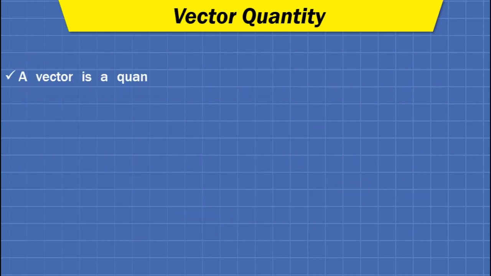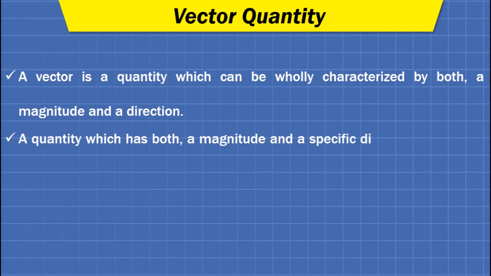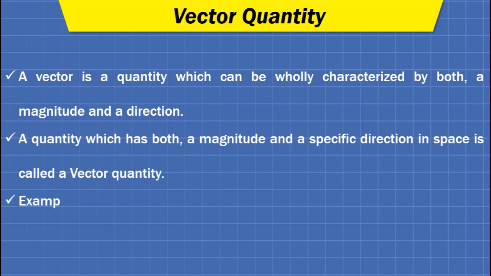Next is vector quantity. A vector is a quantity which can be wholly characterized by both a magnitude and a direction. A quantity which has both a magnitude and a specific direction in space is called a vector quantity. For example, force, velocity, displacement, electric field intensity, etc.